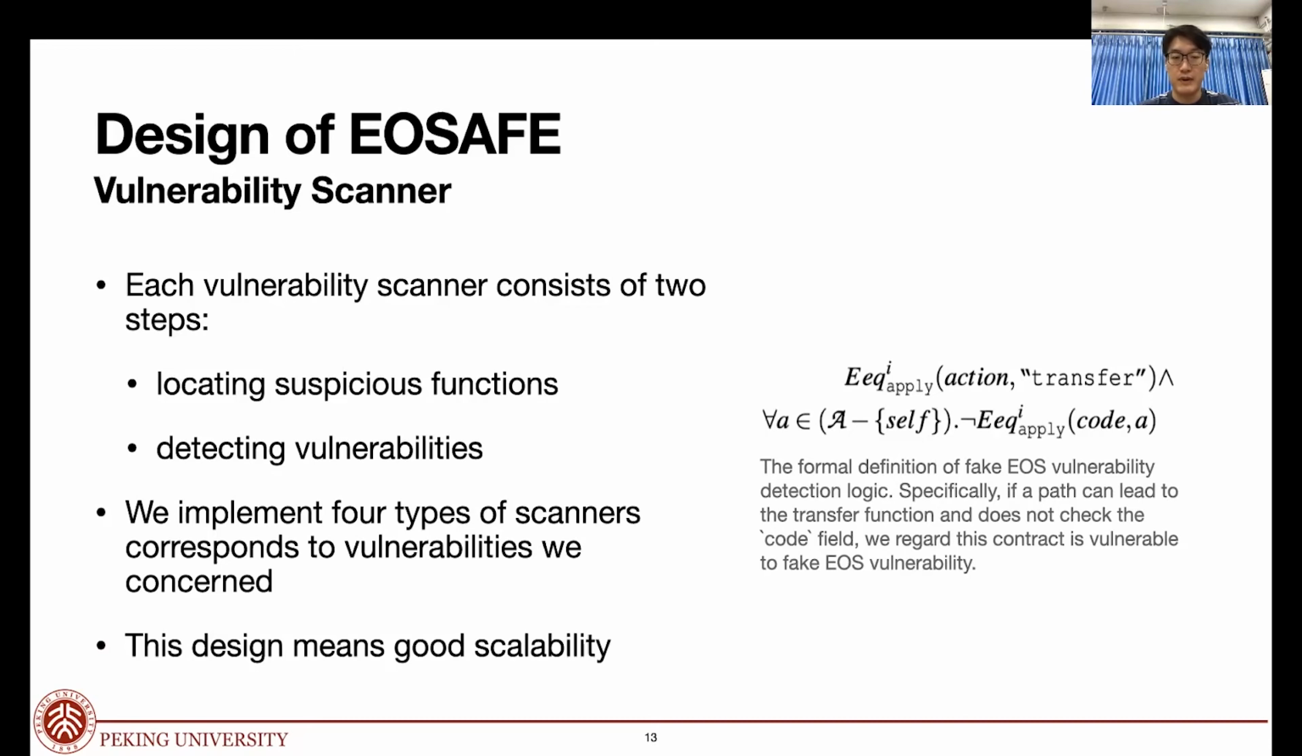With the help of each path's constraints, the tool could identify if the contract is vulnerable to a certain type of vulnerability. For example, the right formula explains how we prove the existence of the fake EOS vulnerability. The implementation of the scanner reflects good scalability, which enables other researchers to extend our work and achieve their own detectors.